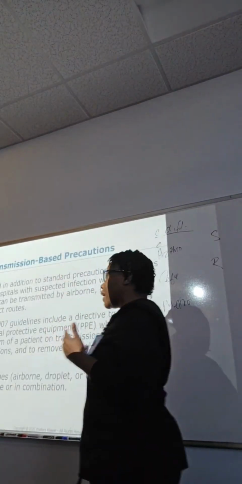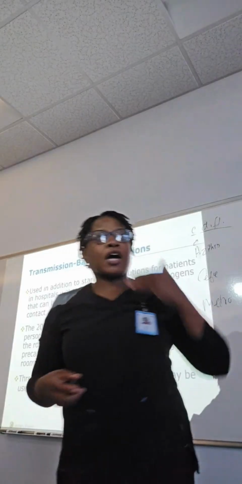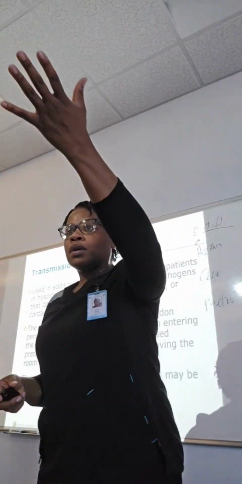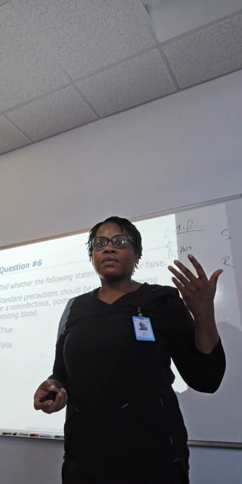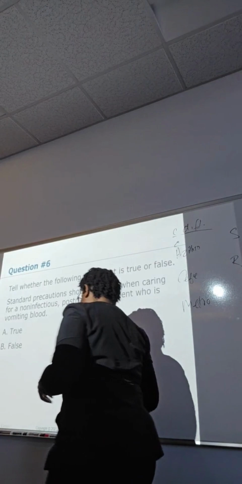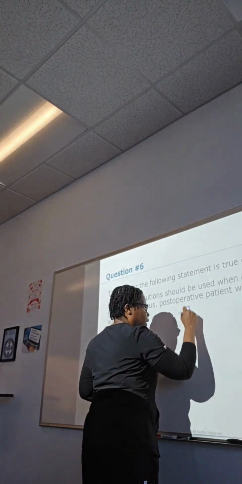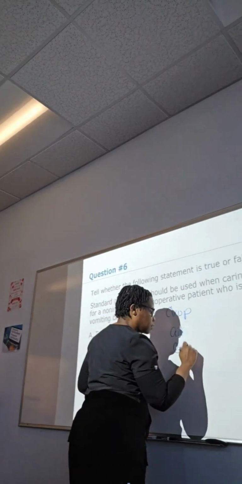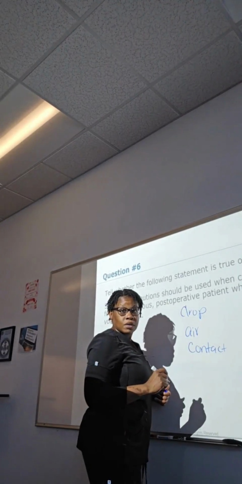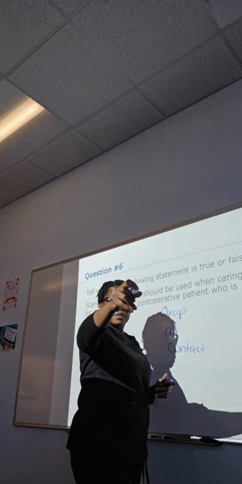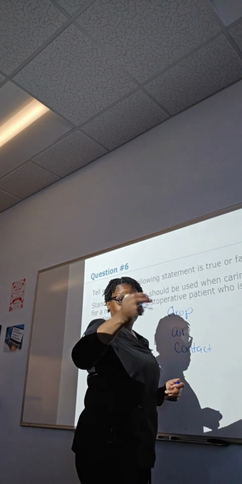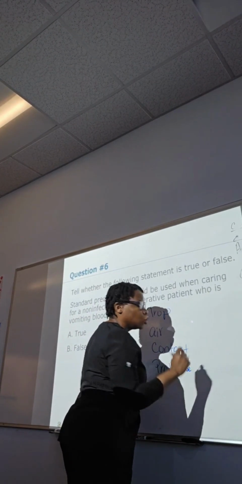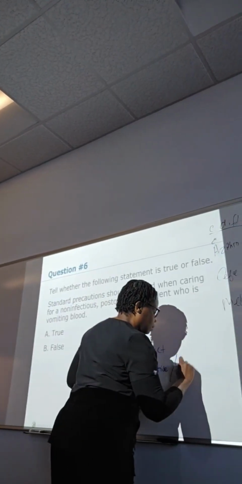You have transmission-based. So this is where you have your droplet precaution, your airborne precaution, your... what's the other one? Contact precaution. What's another one? Let me write this down. You have droplet precaution, airborne precaution, contact. What else? Is there one for cancer? What's the correct name? It has multiple names. They call it protective or neutropenic. Neutropenic, yes.